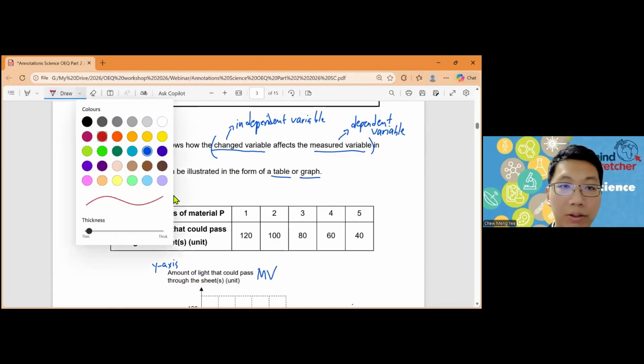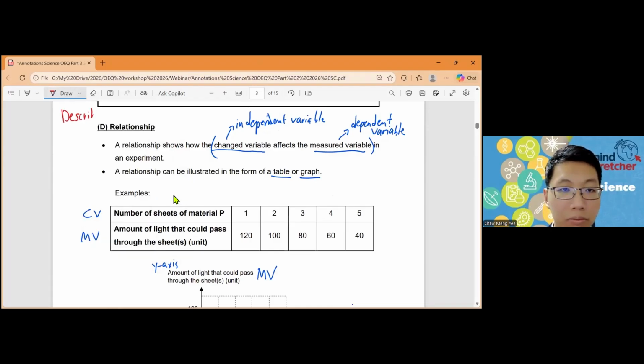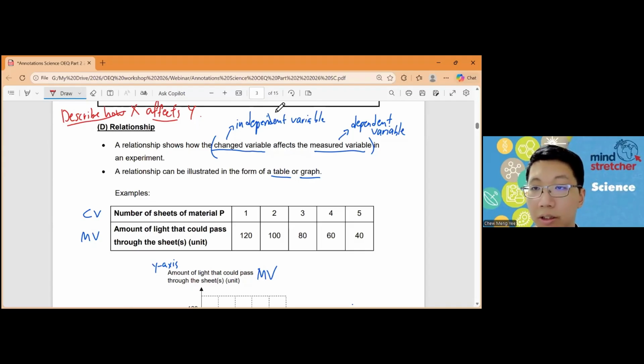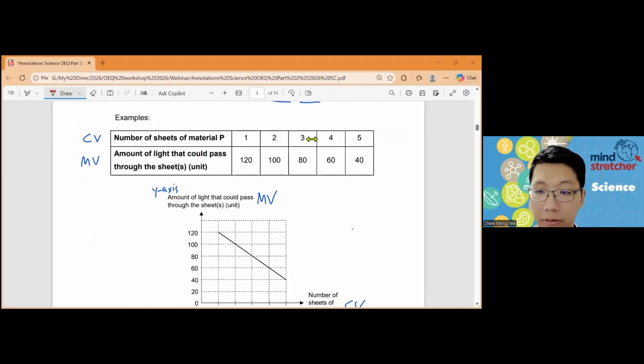The way they phrase it, it will be describe how variable X affects variable Y. For example, this is just one example. So the simplest way to write it, it usually starts with describe how, and then there's a word affects or is affected by. It's just changing the order. So this is how they could phrase it in PSLE. So that's for writing for relationship in the structured questions. So you must be able to spot that it is relationship. If you're not here for the last lesson, you can watch the recording online on YouTube.